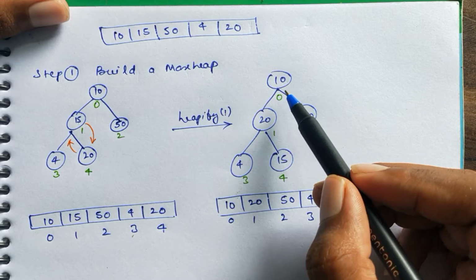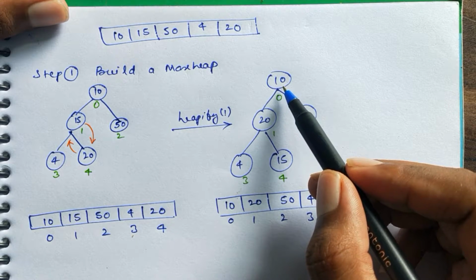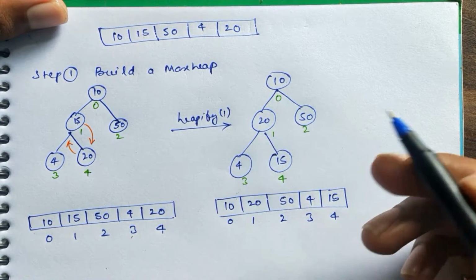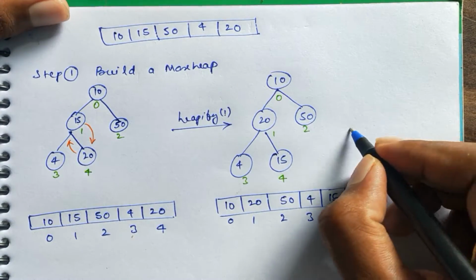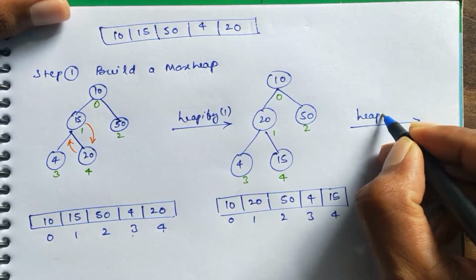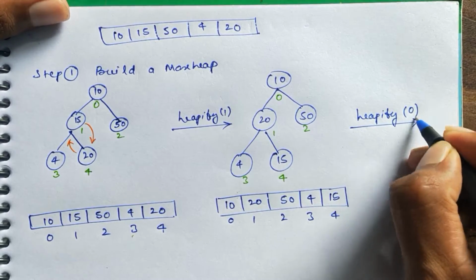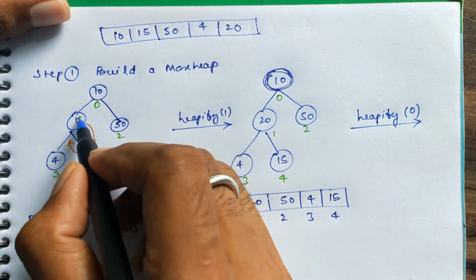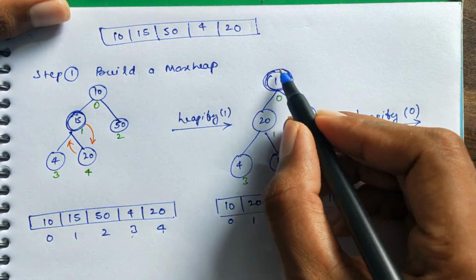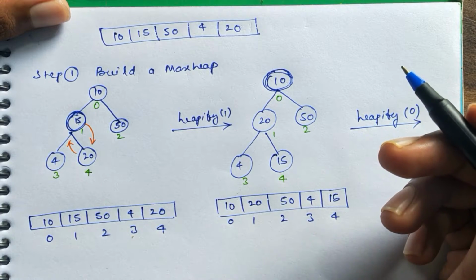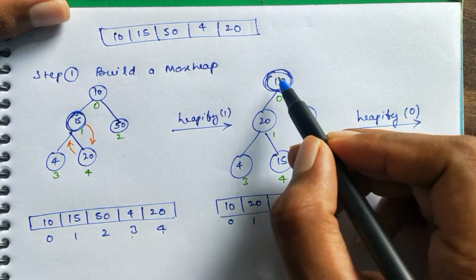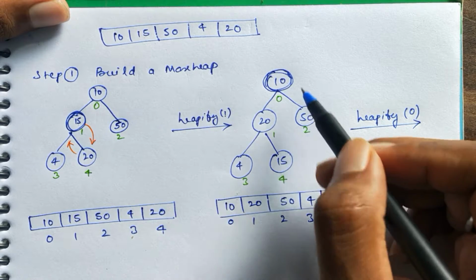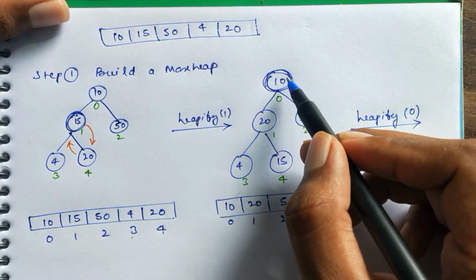Now again we will perform heapify for this node, the next internal node, meaning the previous internal node, till we reach the root node. So we will perform heapify for index 0, means for this node. First we have performed it for this node, now we are going to perform heapify for this node. So again we are going to check this node with its children, and we will find which is the largest element among all these three.